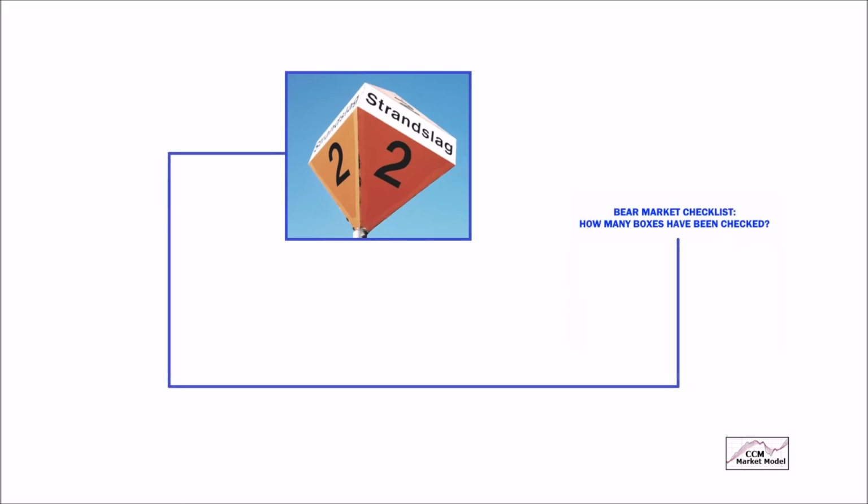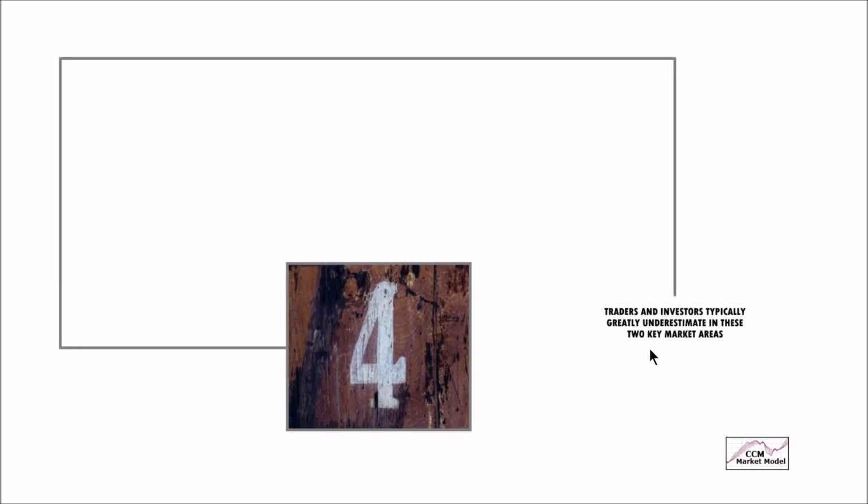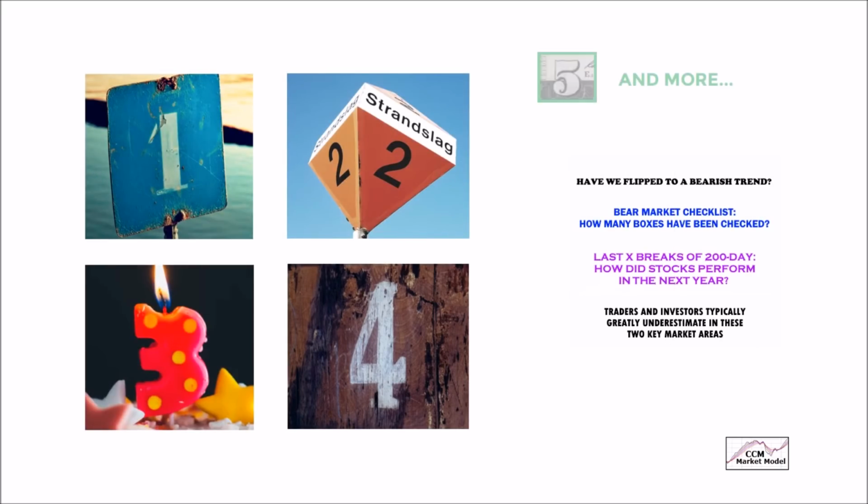Some other topics that we're going to touch on in the balance of this video. Number 2, how many boxes have been checked on a fundamental bear market checklist? Number 3, the last 10 times the S&P 500 dropped below its 200-day moving average, how did stocks perform in the next year? Number 4, we'll describe 2 key market areas that investors and traders typically greatly underestimate. And we also will be covering a handful of helpful big picture charts. So let's skip down to topic number 4.